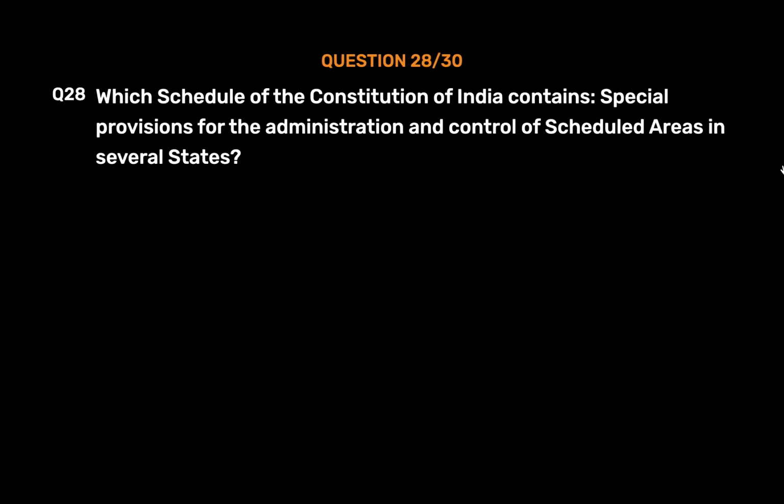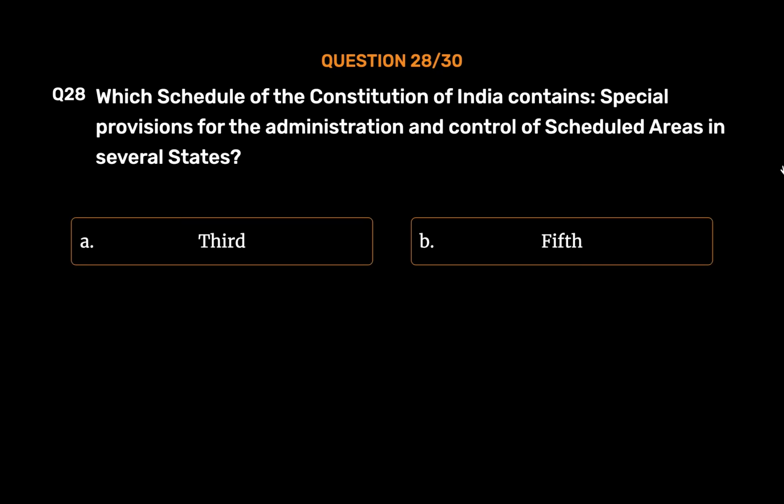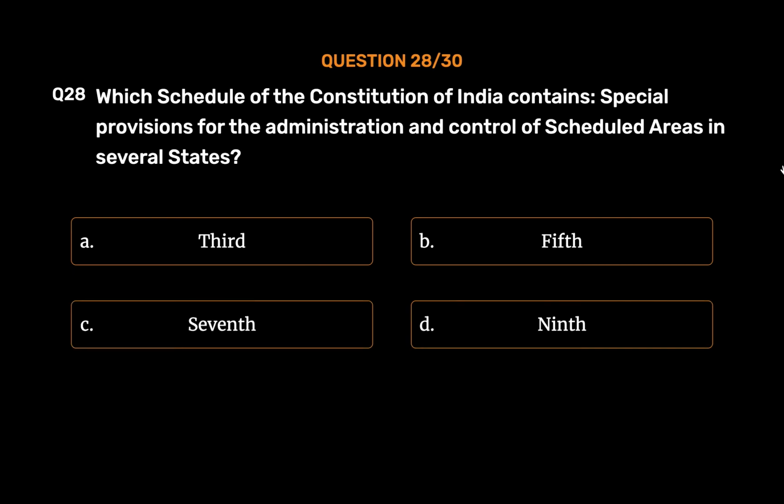Question number 28. Which schedule of the Constitution of India contains special provisions for the administration and control of scheduled areas in several states? Option A. 3rd. Option B. 5th. Option C. 7th. Option D. 9th. The correct answer is Option B.